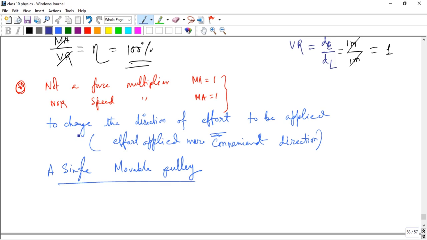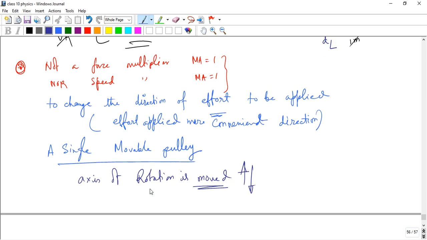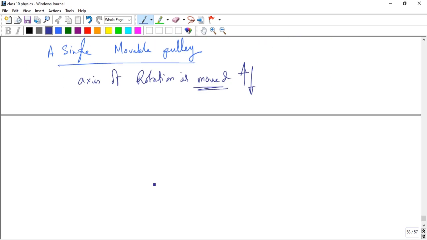But when you discuss the movable pulley, the axis of rotation is moved, either in that direction, top or bottom. Okay, the position is not fixed here. The position actually changed. So try to draw a diagram. A fixed, rigid support here.